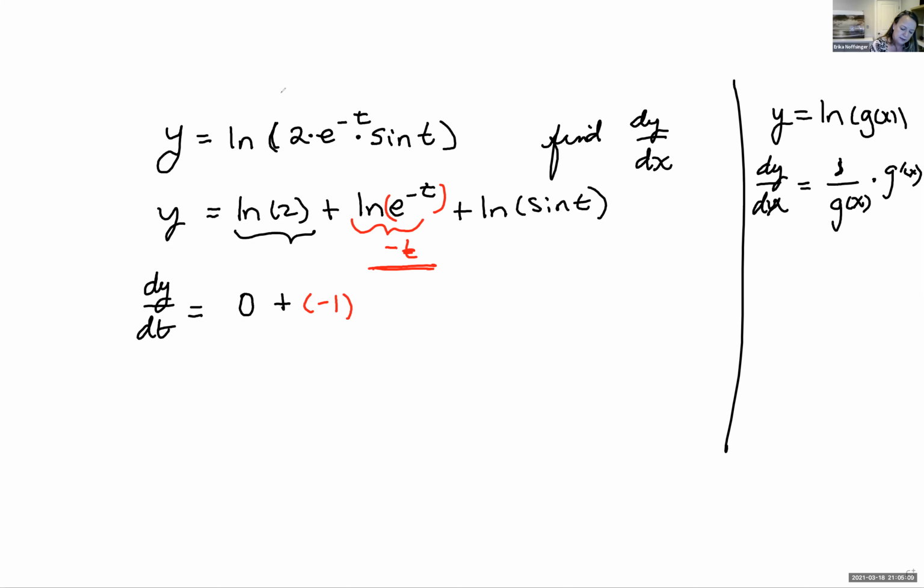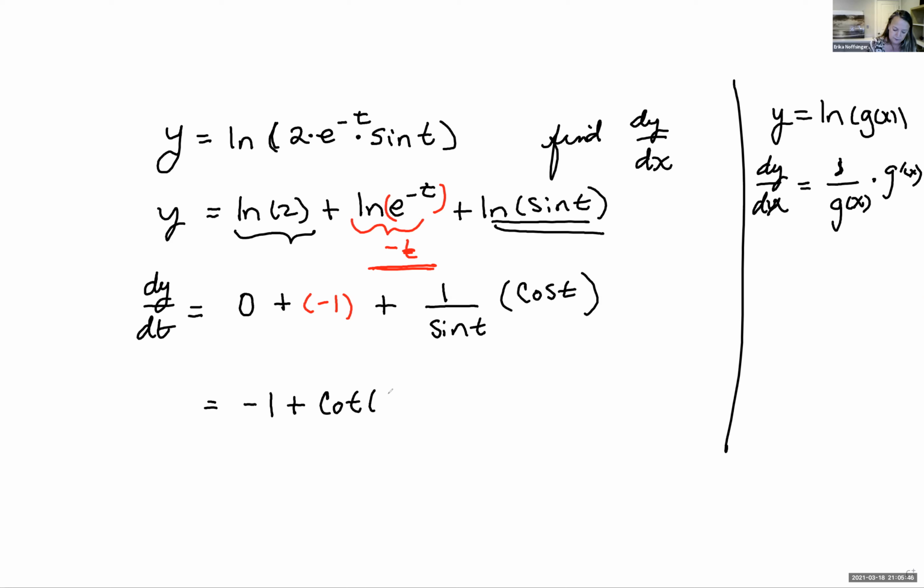Plus the derivative of the natural log of sine of t. So using our rule, this is plus 1 over what we're taking the natural log of, which is sine of t, times the derivative of sine of t. Derivative of sine of t, remember, was positive cosine of t. So I can clean this up a little bit if I wanted to. This is the same thing as negative 1 plus cosine of t over sine of t. I could rewrite that as a single trig function, and cosine over sine is cotangent t.